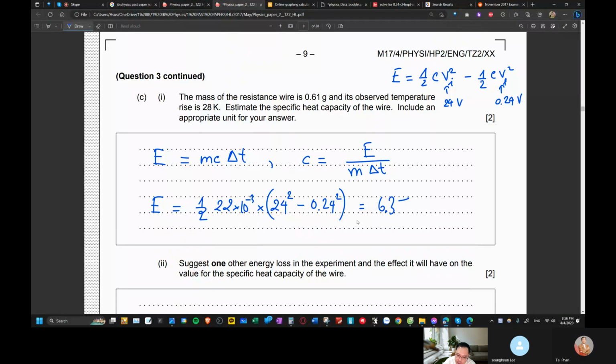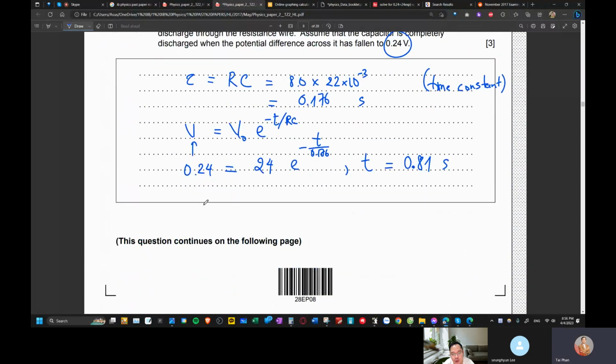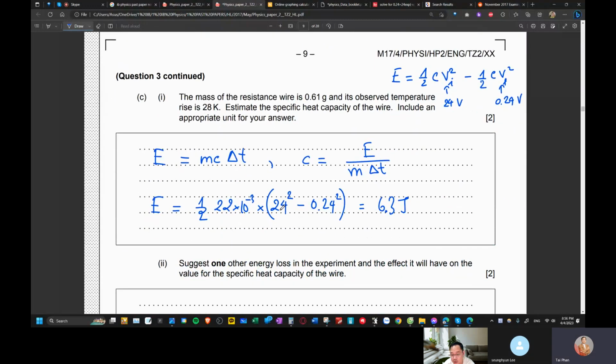Okay. Which is very close to the initial energy, because the final value is too low. It's almost zero. Compared to 24, it's like 100th, so almost 100% of the initial energy. So the specific heat capacity here is this energy 6.3 divided by the mass, which is very low, 0.61 gram. We need to convert that into kilogram also. And temperature 28, and finally we get the result.